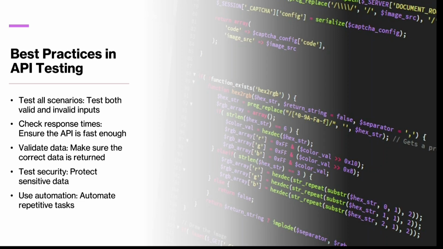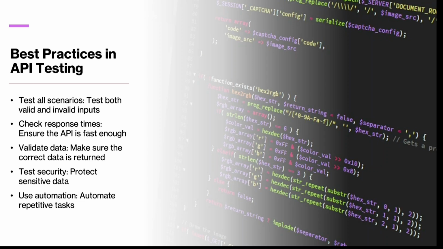So there are some best practices involved in API testing. First, we have to test all scenarios with valid and invalid input, and then we have to check the response times. We need to check that the API is fast enough, how many milliseconds it is taking, or how much time it is taking. We need to check that response time.